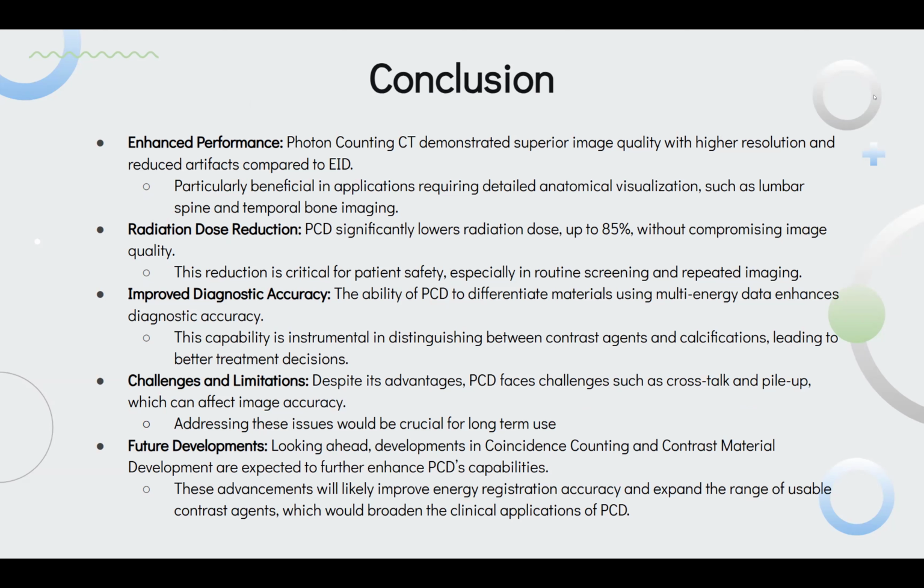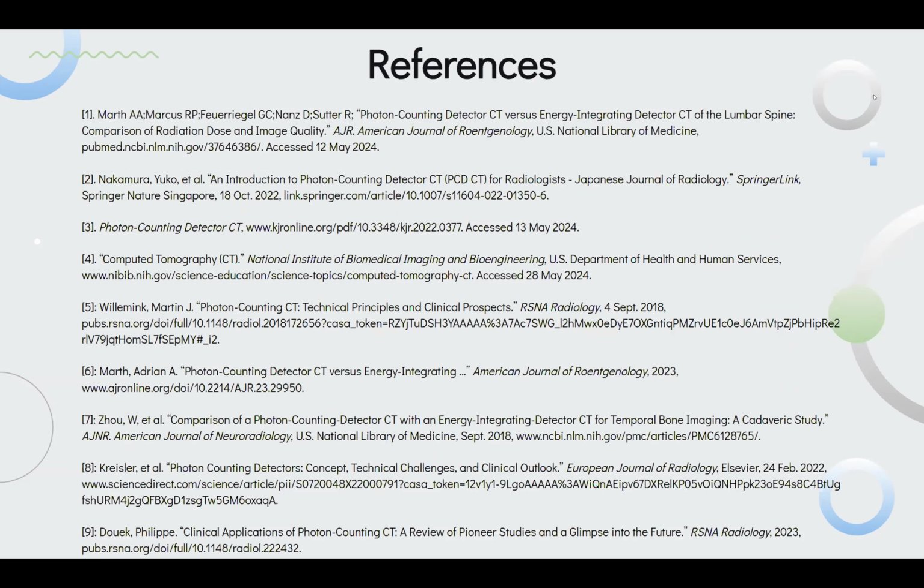I was able to identify that radiation dose reduction is consistently being used, and that researchers are finding ways to lower the dose further. I was also able to identify improved diagnostic accuracy throughout my studies, as well as challenges and limitations. Looking ahead, future developments in coincident counting and contrast material development are both expected to further enhance PCD's capabilities.